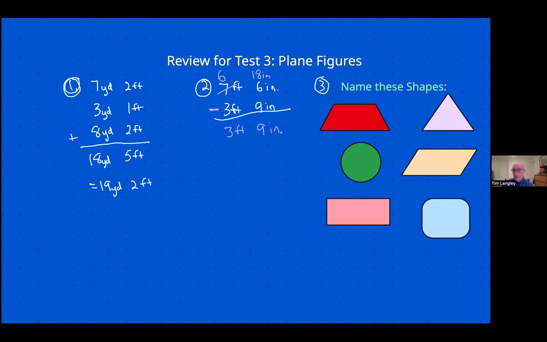Triangle, I think you'll recognize a circle is in green. My parallelogram is my kind of a yellowish color. And my almost orange pink one is a rectangle, the bottom left here, and then a kind of a rounded square. Okay, so those are those shapes, and that's a review of the shapes that we have covered in this course so far.